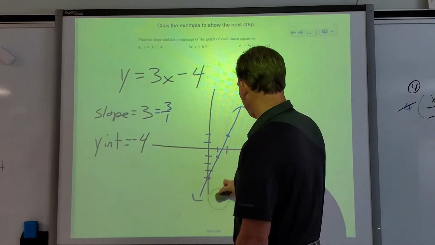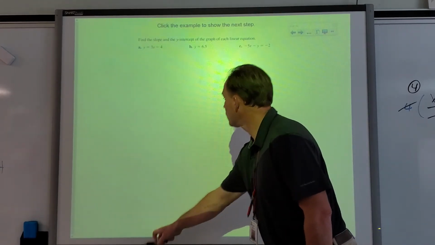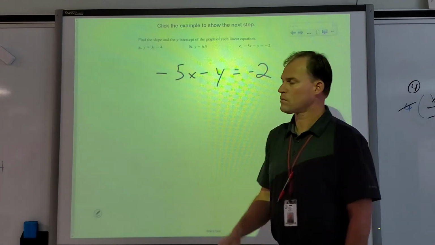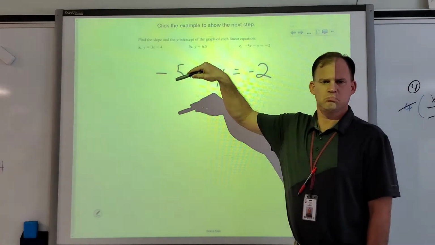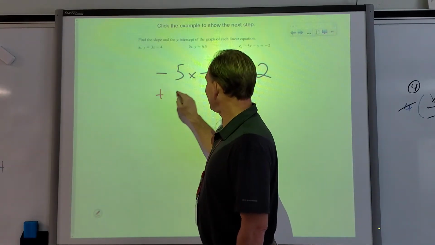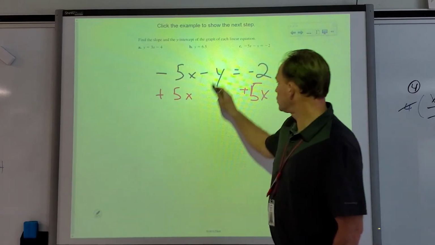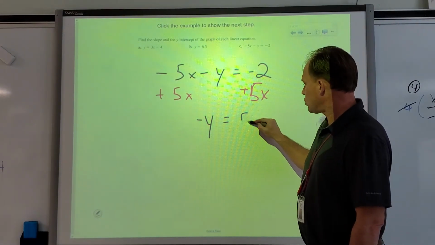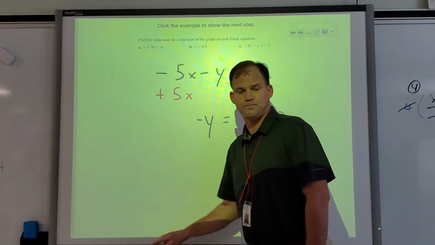Let's do it again. I'll do this one. Is that in the same format? Does this match those other problems? Nope, not at all. I've got to get the y by itself. So, remember back to chapter 1. I need to get this on the other side of the equation. Add 5x, so the negative y is by itself. These are not like terms, so I can't combine them. I just write them next to each other. Is y by itself? Nope.